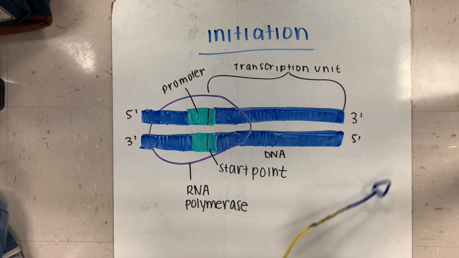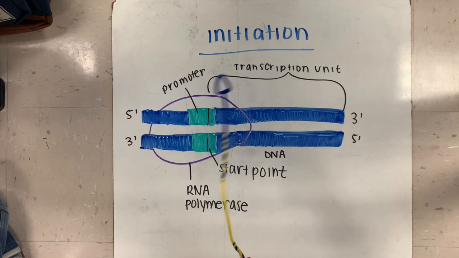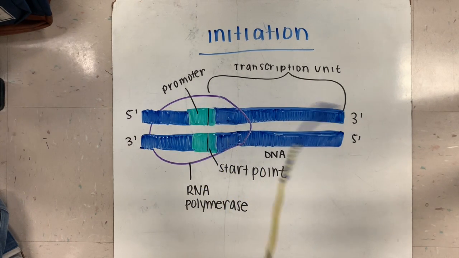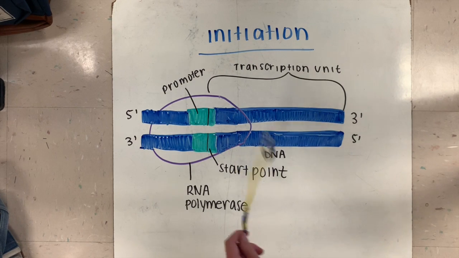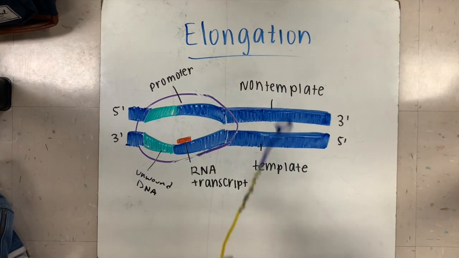Next, the DNA strands will unwind and the polymerase will initiate RNA synthesis at the starting point on the template strand. The stretch of DNA downstream from the promoter that is transcribed into an RNA molecule is commonly known as a transcription unit. Step 2 is elongation.